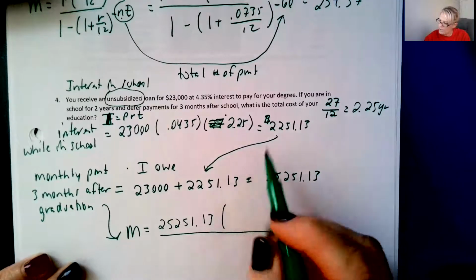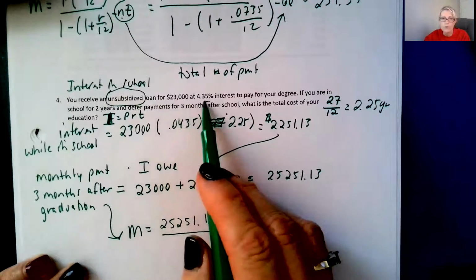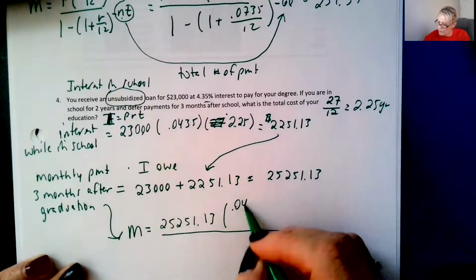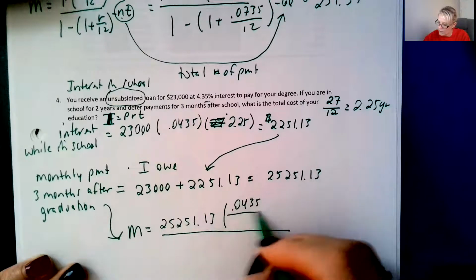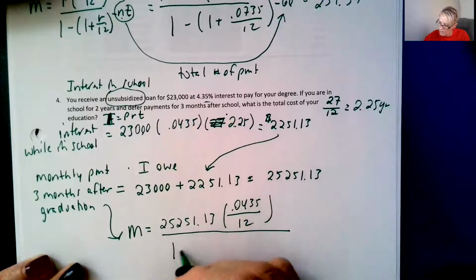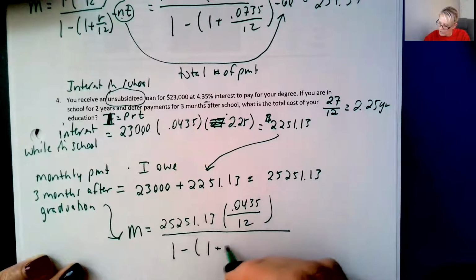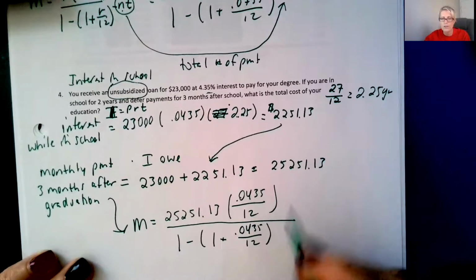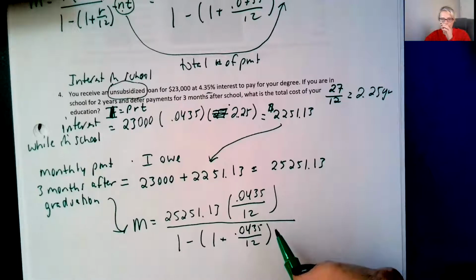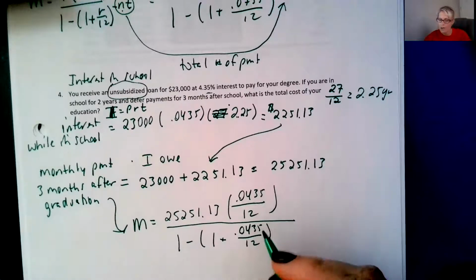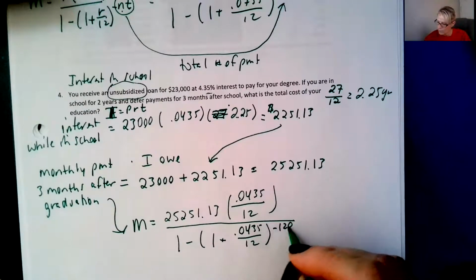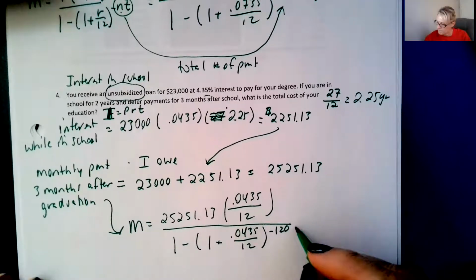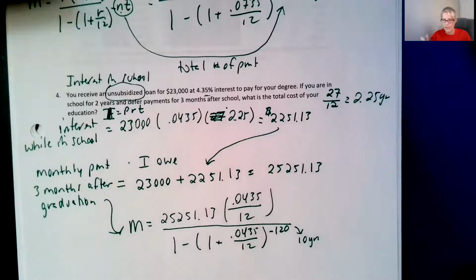And my interest rate is still 4.35%, so 0.0435 over 12, in the formula one minus one plus 0.0435 over 12. And remember that the total number of monthly payments for a college school loan is always 120, so this is a negative 120. It's 10 years. We kind of assume that.